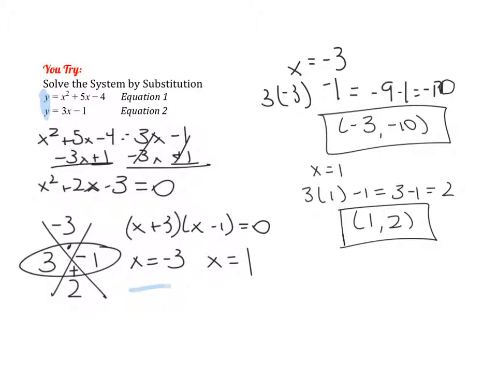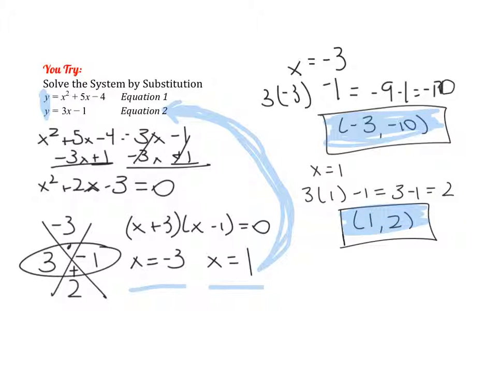Now, whenever you find this x value, you are not done. You have to find the y value, so you have to plug it back into the original. I plugged it into equation 2. Again, whichever one is the simplest to do, that's the one I choose. So I plugged in negative 3 into equation 2, and I got negative 10. So one of my answers is negative 3, negative 10. And when x is 1, my y value was positive 2. So these are my answers to solving the system.